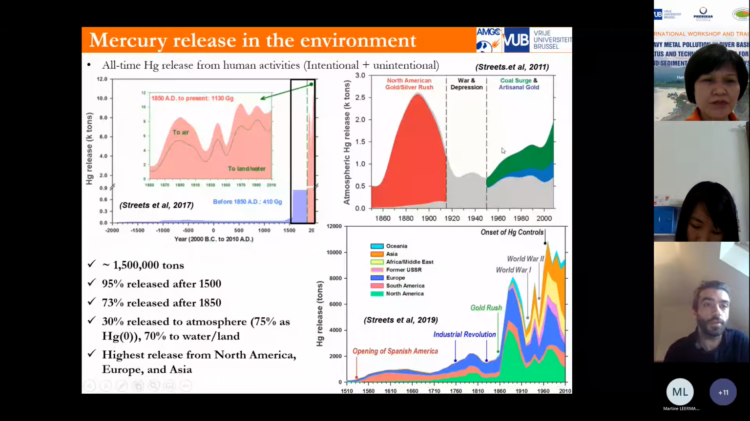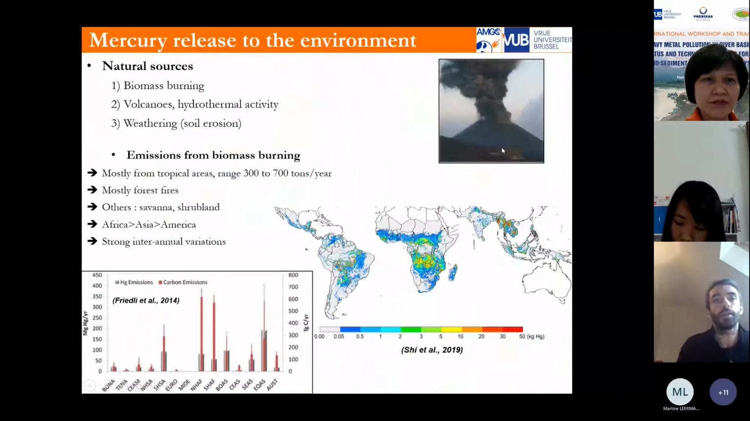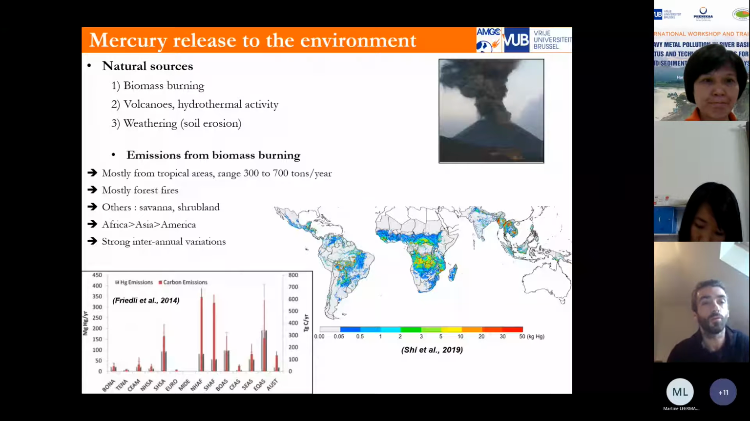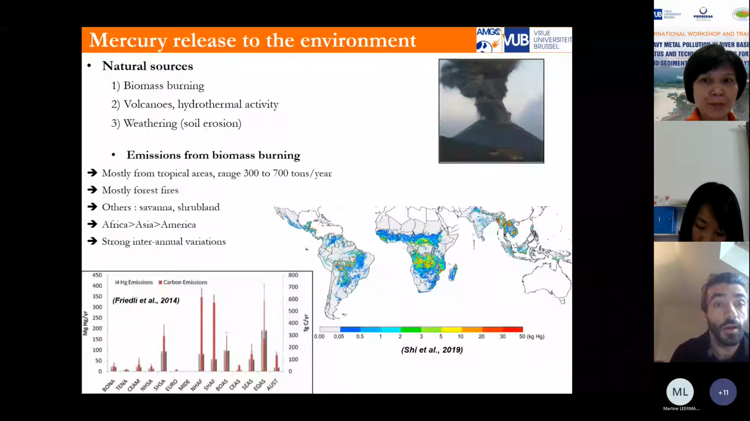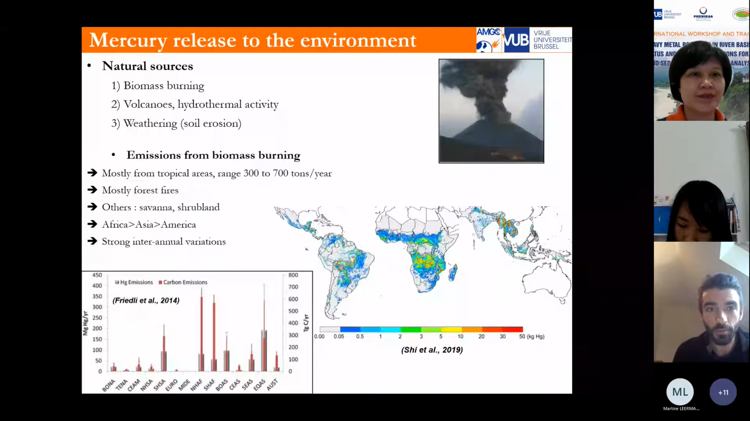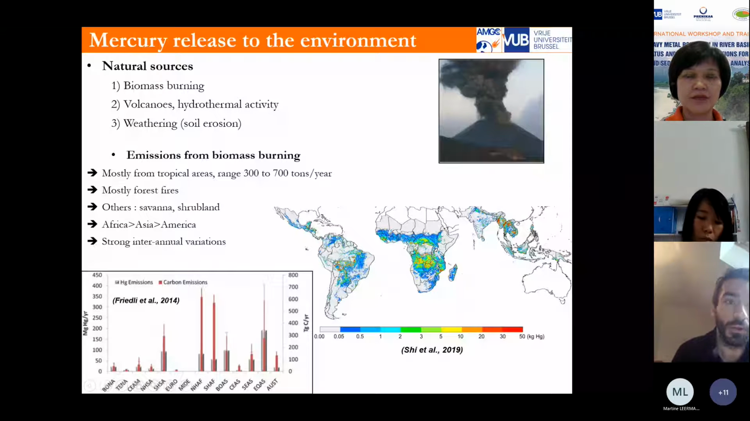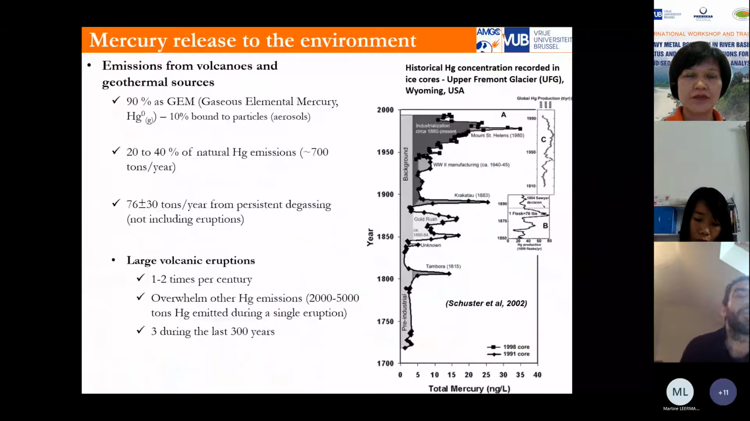You also have natural sources that are biomass burning, volcanoes, and also soil erosion, because our soils contain trace amounts of mercury. The global average is about 80 nanograms per gram. You can see the biomass burning originates mostly from the Southern Hemisphere, and you also have a lot in South Asia. Volcanoes are also an important source, about 20 to 40% of natural emissions.